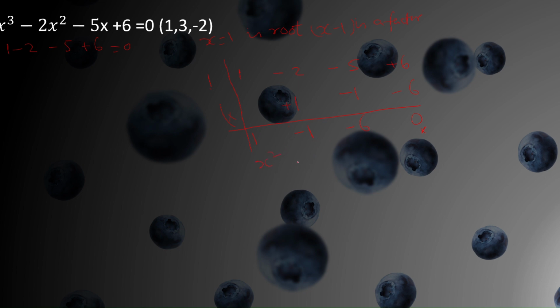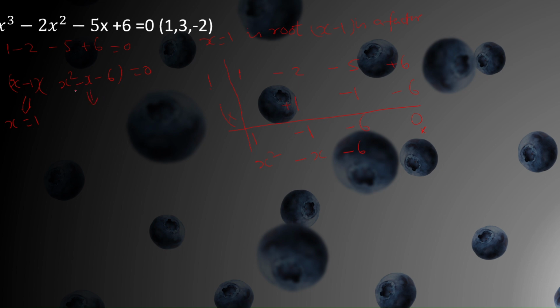And here are the three coefficients of the quadratic equation. So we can write like this: x square minus x minus 6. So this polynomial can be factorized like this: x minus 1 and x square minus x minus 6 is equal to 0.